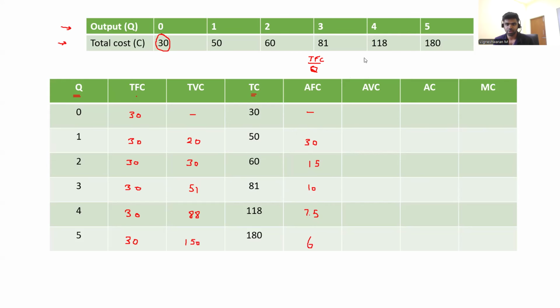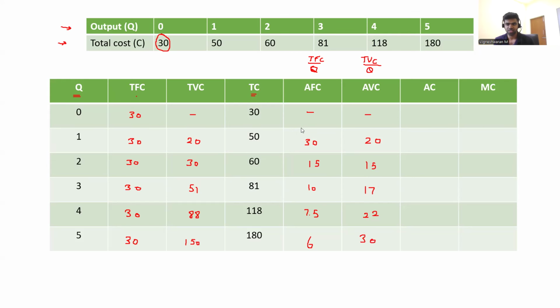So average variable cost is nothing but total variable cost divided by quantity. Okay. So this one, we don't have any value for this. It will be 20. It will be 15. 51 by 3, it will be 17. Then here it is 22. 150 divided by 5, it will be 30.